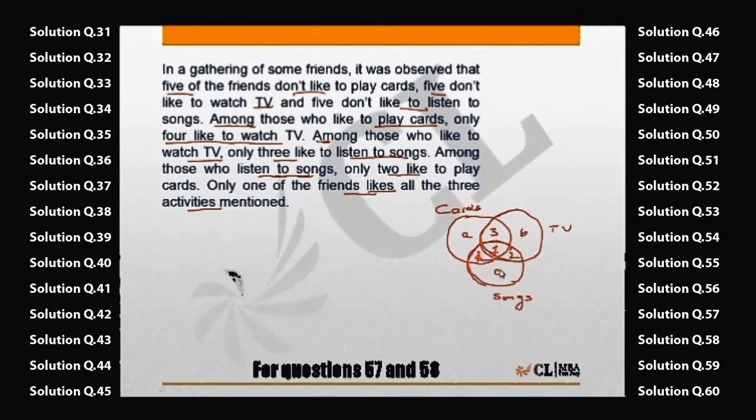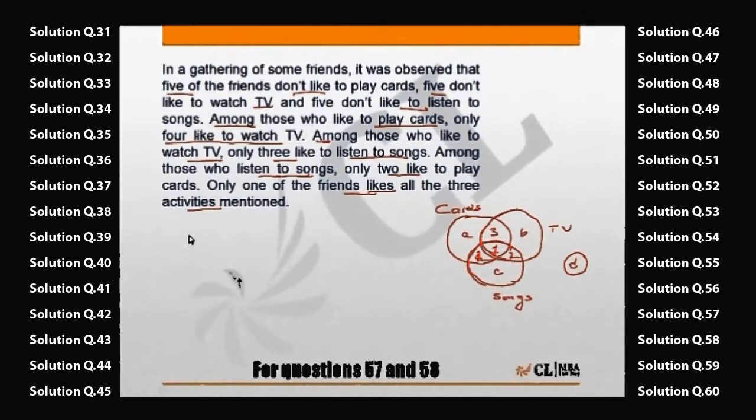We also do not know if all the friends indulge in one of these 3 activities or not. So it just says in a gathering of some friends was observed this thing. So we cannot assume all the friends are indulging in one of these activities. There could be a few friends who are not playing cards or watching TV or do not enjoy songs. So let me say that is D. D is the number of friends who do not play cards or watch TV or songs. Okay.